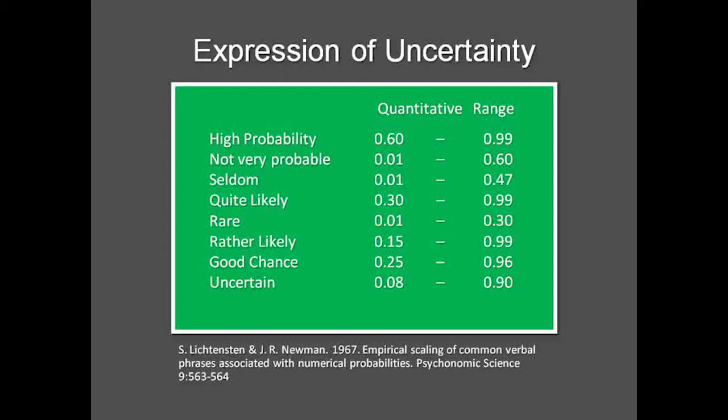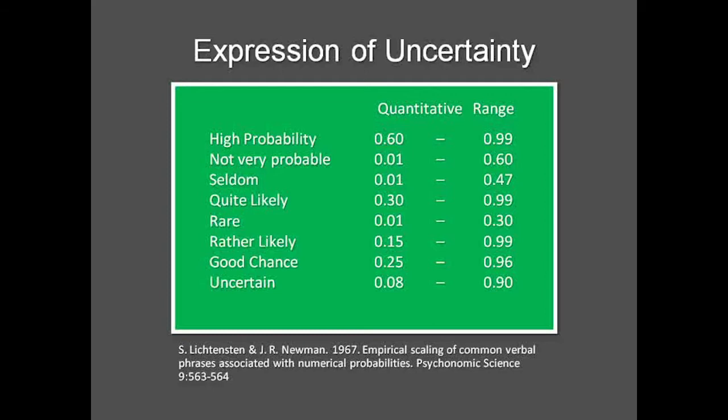Geez, already that's kind of a wide range, right? High probability, okay, it's at least 60%, but it could be as high as 99%. Not very probable, somewhere between 1 and 60%. Seldom, somewhere between 1 and 47%. Rare, somewhere between 1 and 30%. Quite likely, someplace between 30 and 99%. Or uncertain, someplace between 8 and 90%.